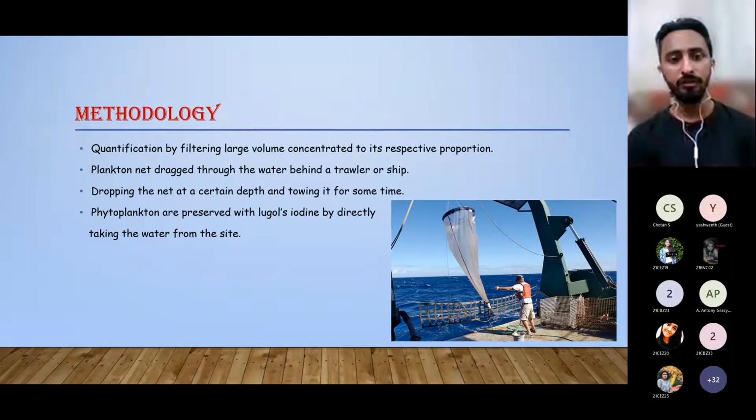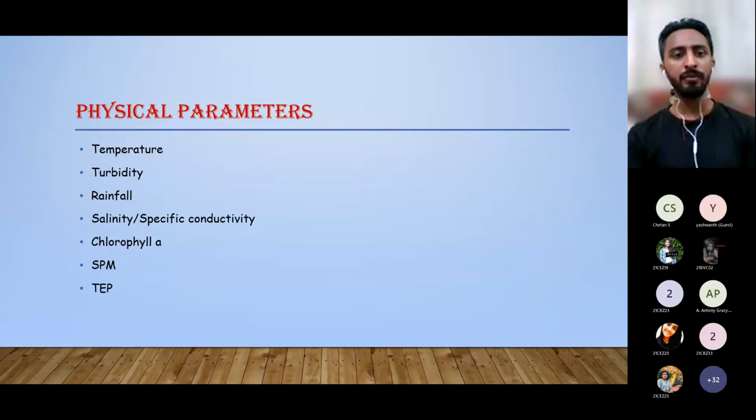Apart from that, a simple method of phytoplankton preservation is by taking the water sample directly from the source and fixing it with Lugol's iodine. After that, siphoning it through a tube and then counting it in an instrument which is known as FlowCam. So that will give the amount or the number of phytoplankton groups that are present in the water.